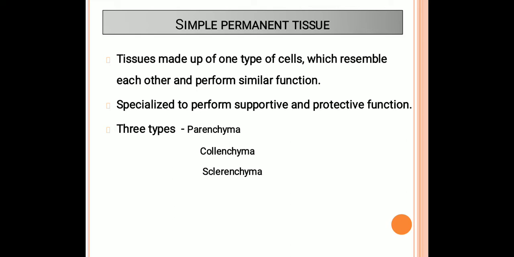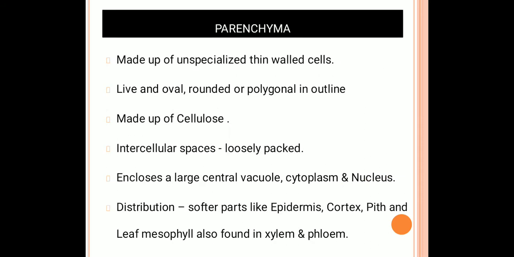There are three types of simple permanent tissue: parenchyma, collenchyma and sclerenchyma. These three are the types of simple permanent tissue. So first one, parenchyma. What is parenchyma? Parenchyma is a simple permanent living tissue.